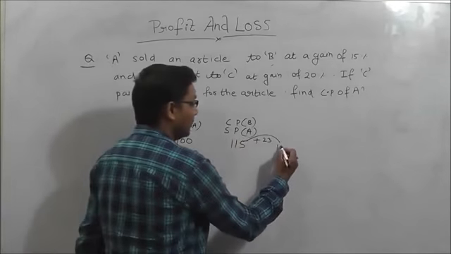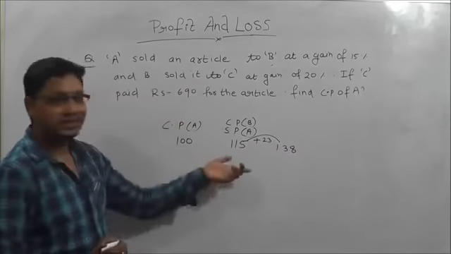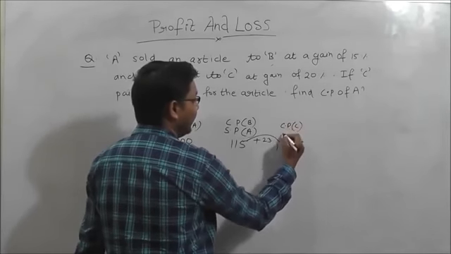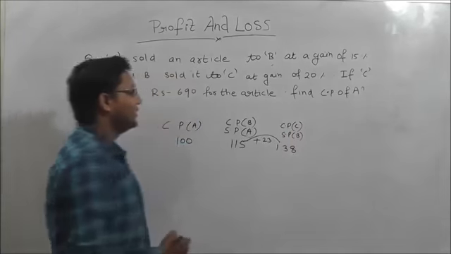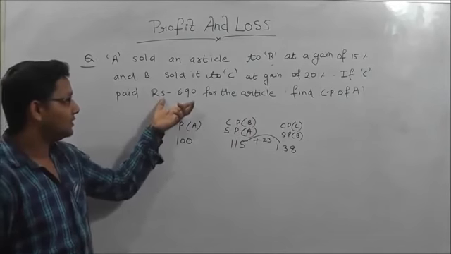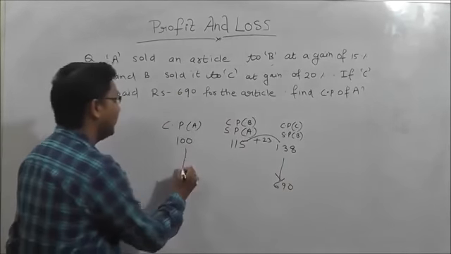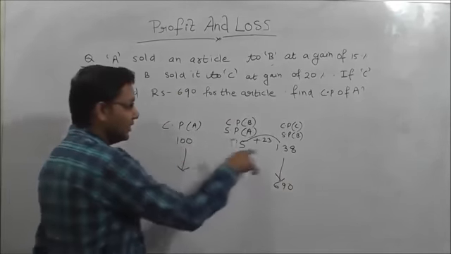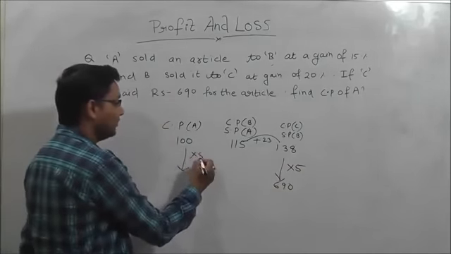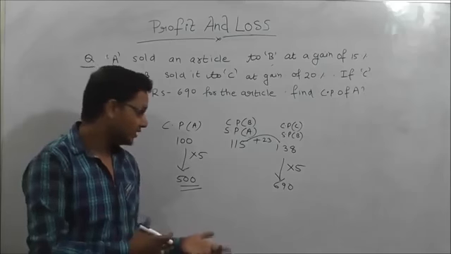So it is 115 plus 23. How much will you get? 138. So 138 will be the cost price for C, and it will be the selling price for B. We have to find the cost price of the article, and the cost price for C is given as 690. So 138 into 5 is 690. So here also we have to multiply by 5. So the answer will be 500. So 500 is the original cost price.